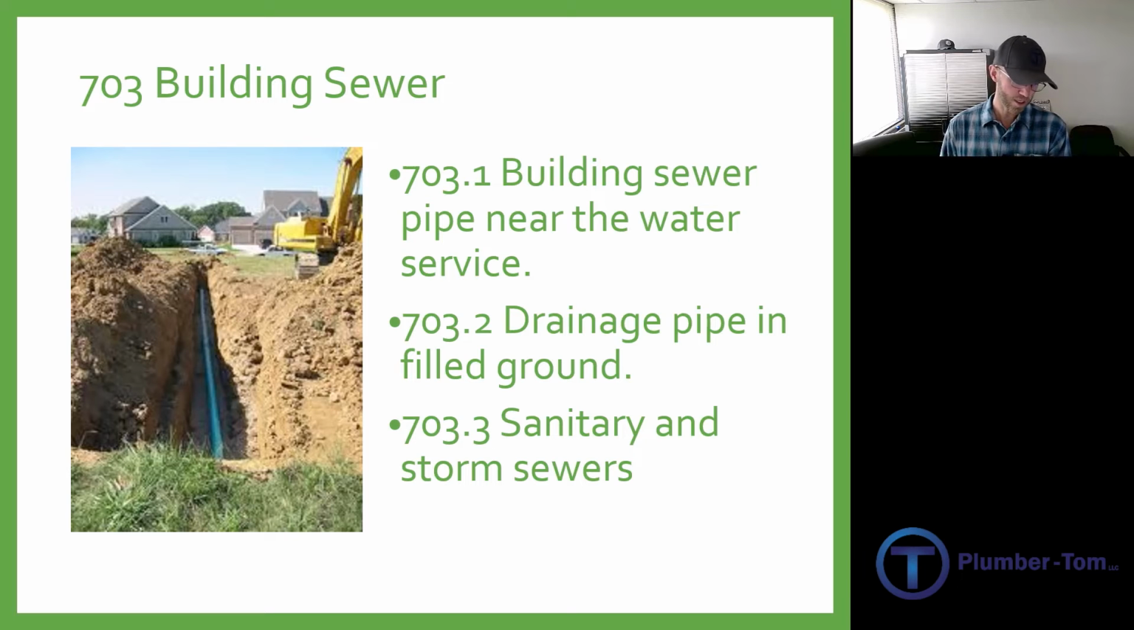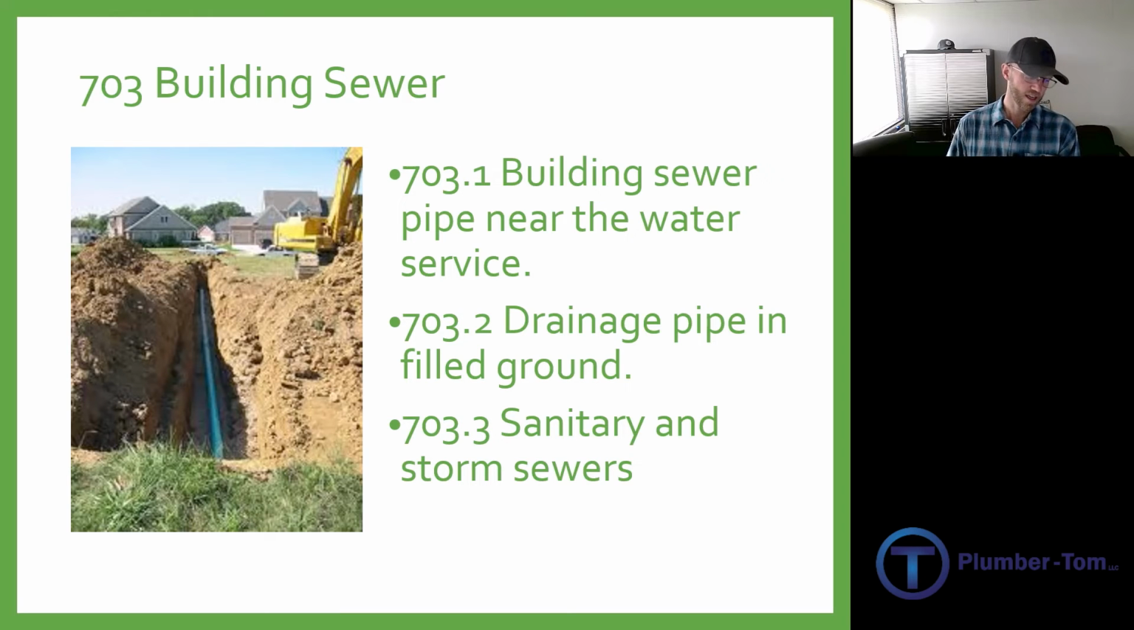703.2 talks about the drainage pipe in filled ground. So this means they've brought earth in to kind of bring the level up, but when that pipe is in there, we have to make sure that filled ground is compacted enough that it's not going to settle and cause bellies or problems with that building sewer.